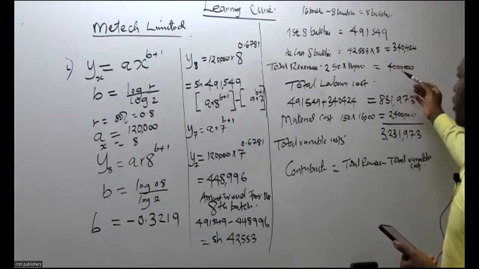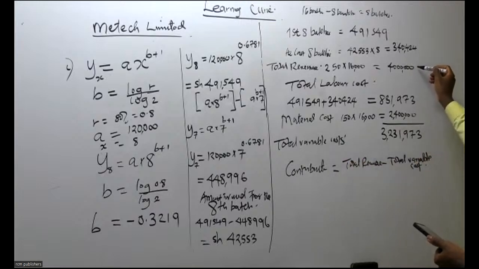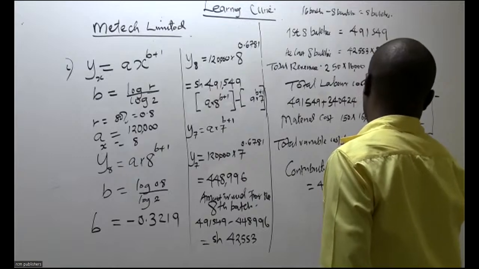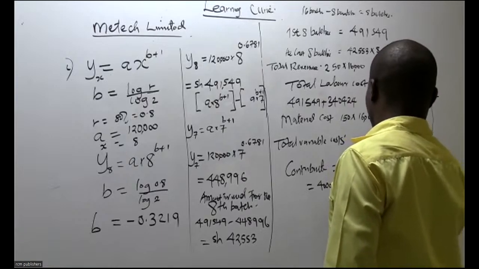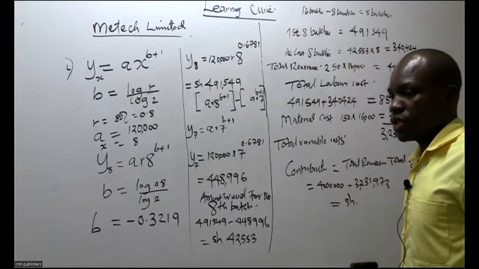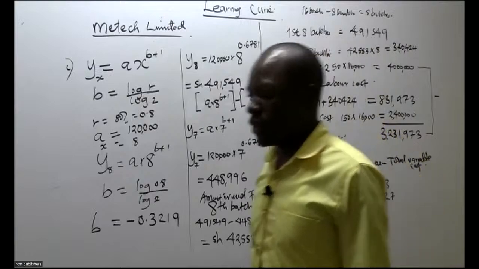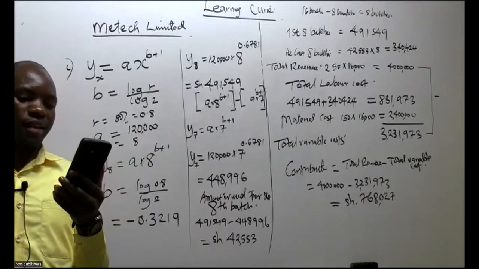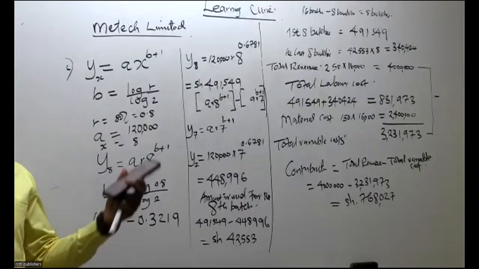When I take my revenue, which is 4 million, less total variable cost, this one here, I should be able to get contribution. So go ahead and give me contribution. What is our contribution? 768,027. So that's what you are supposed to do for you to be able to get those free marks that we were given down there.